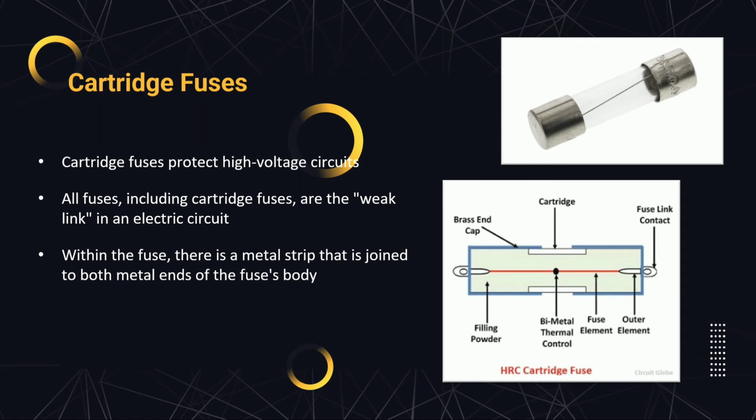Last but not least, cartridge fuse. All electrical circuits, including those in your home, must be protected by an overcurrent protection device, or OCPD. The amount of amperage flowing through a wire or circuit is called current, and any wire or circuit is given a maximum current rating. Cartridge fuses protect high voltage circuits. All fuses, including cartridge fuses, are the weak link in an electric circuit. Within the fuse, there is a metal strip that is joined to both metal ends of the fuse body.